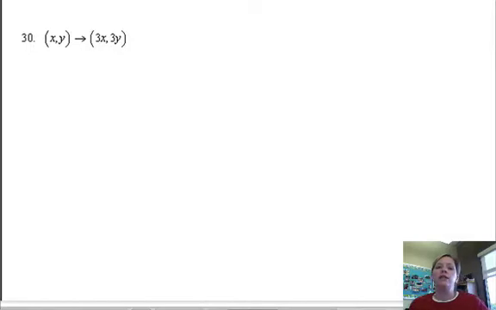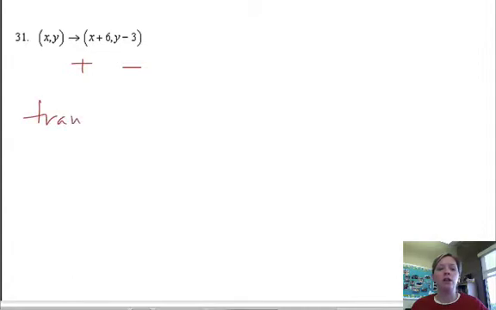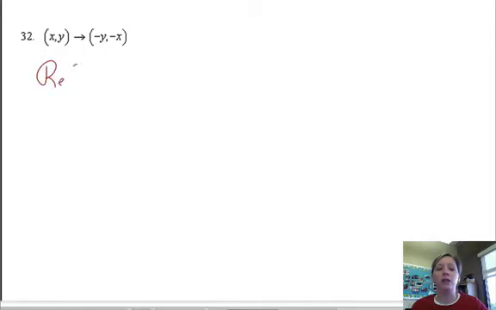Here all you have to do is identify the transformation. Since I'm multiplying my x and y values, this is a dilation, and my scale factor is 3, so this would be an enlargement. Here, because I'm adding and subtracting from the x values, the type of transformation is a translation. It goes to the right 6 because I'm adding, and down 3 because I'm subtracting. In number 32, this is one of those ones you just have to know this is not a rotation. This is a reflection over the line y equals negative x.